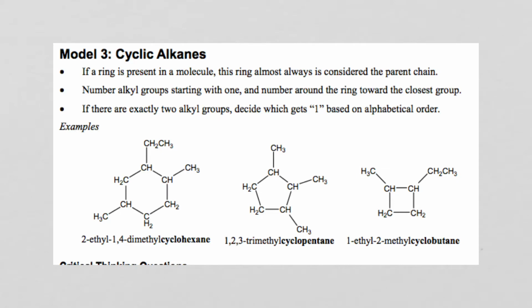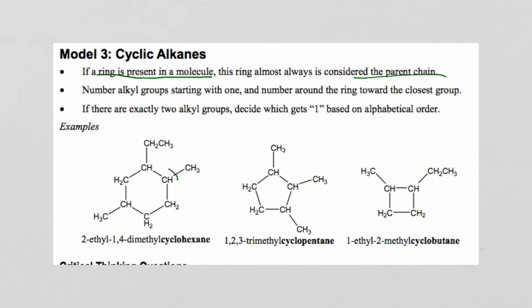Okay, so this is a short question about alkane nomenclature, specifically cycloalkane nomenclature. The person who asked this was concerned about how to decide where to number cycloalkanes. They said they thought they understood the examples, and I'm going to go through that really quickly here. If you've got a ring present in the molecule, it's almost always considered the parent chain.